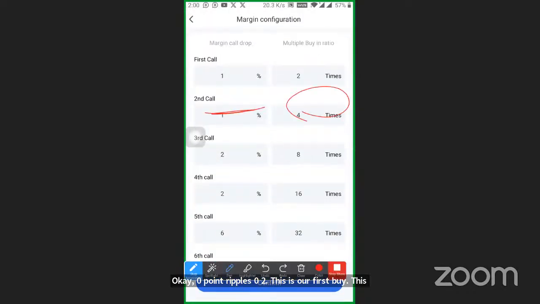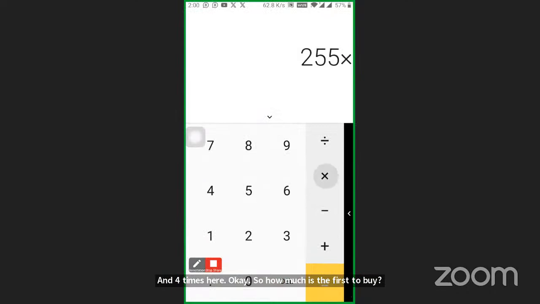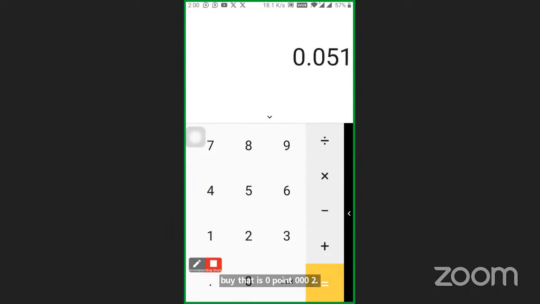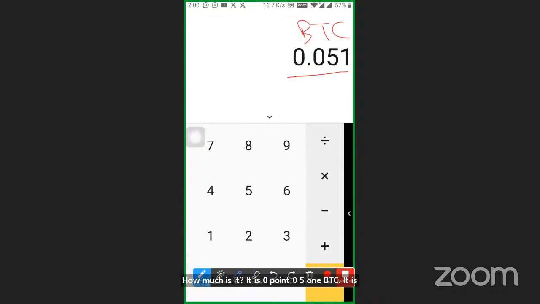This means that RoyalQ will buy 2 times of our first buy and 4 times here. So how much is the first buy? Let's go and multiply this with our first buy. 255 times, the total times we are buying, of our first buy, that is 0.0002. So this is the capital required for the double up strategy. How much is it? It is 0.051 BTC. It is not in USDT. I remember I told you in the beginning, we are not going to trade with USDT. We are going to trade with BTC, and this is the capital you require.